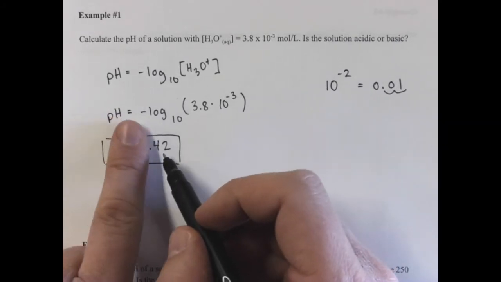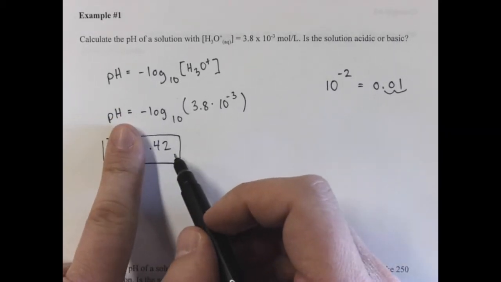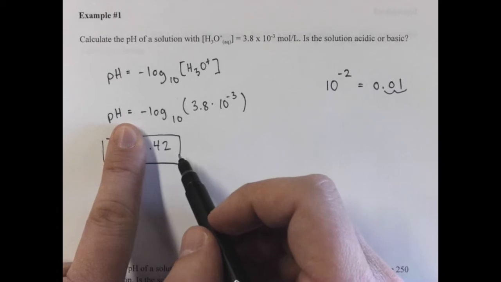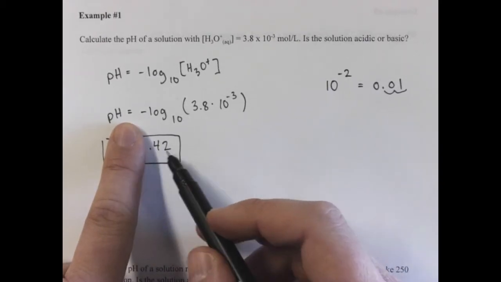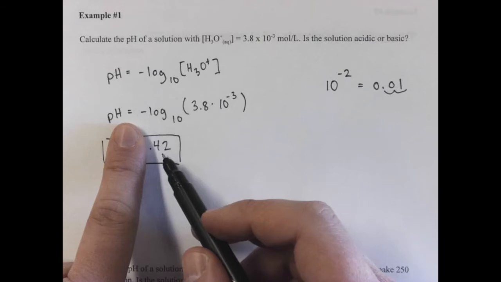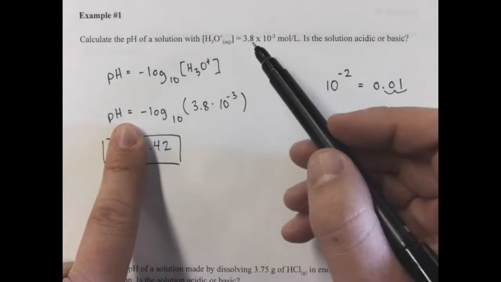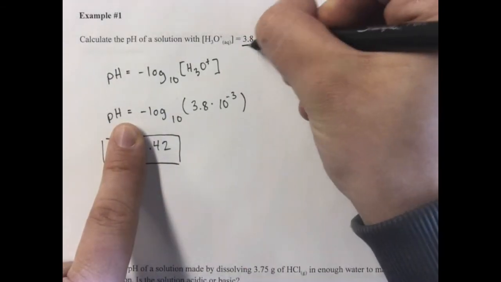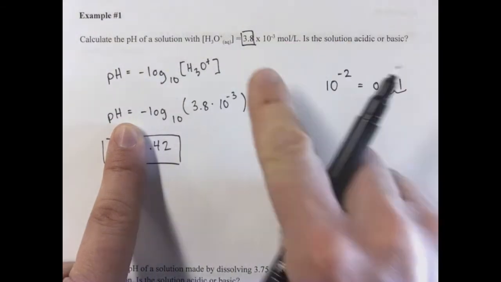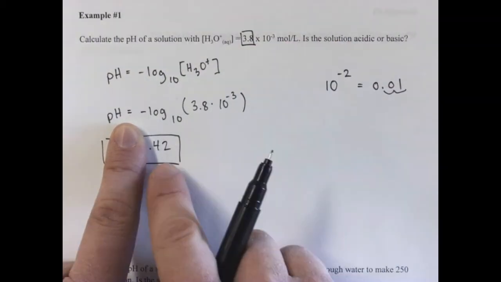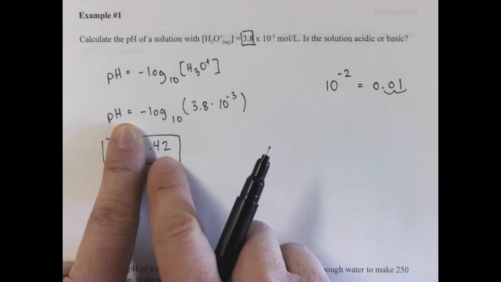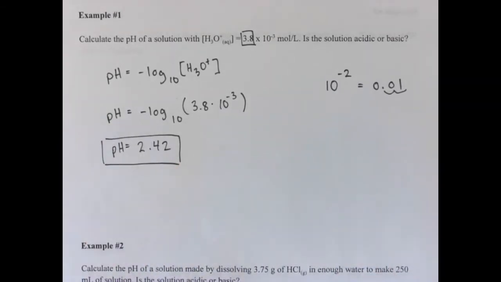The only significant digits are the ones immediately to the right after the decimal. So that's why I'm going to round to 2 decimal places, 2.42. I have 2 significant digits right here, the 3 and the 8. So that means I need to have 2 digits after the decimal in my pH final answer. So this gives us a pH of 2.42.